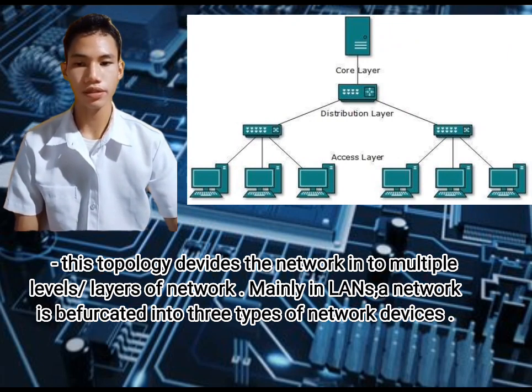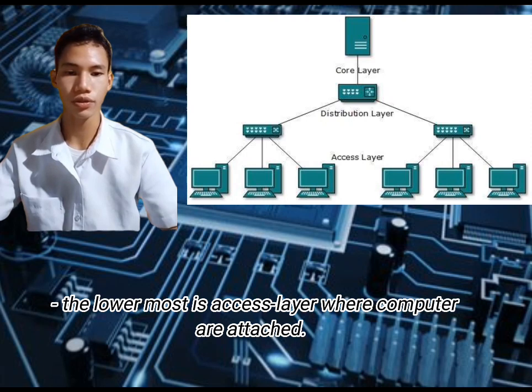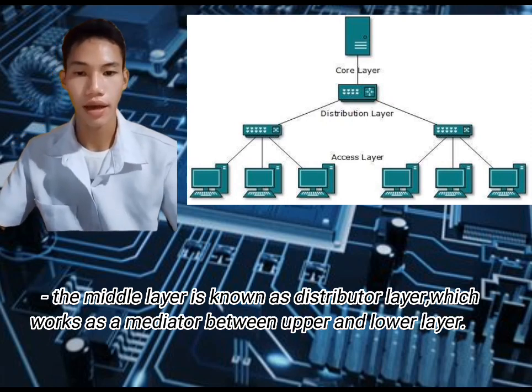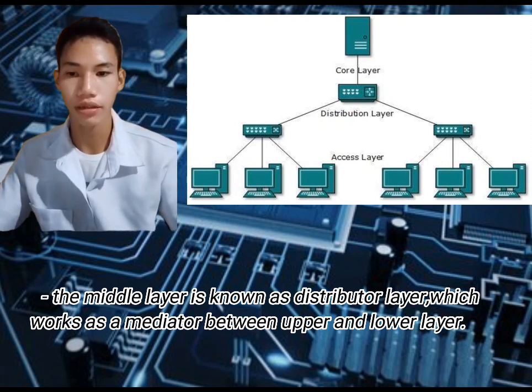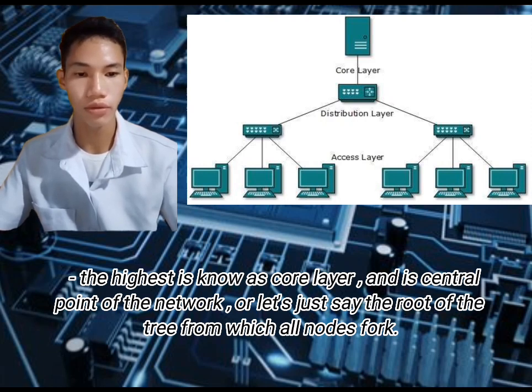A network is bifurcated into three types of network devices. The lowermost is the access layer, where computers are attached. The middle layer is known as the distribution layer, which works as a mediator between the upper layer and the lower layer. The highest is known as the core layer, the central point of the network, or let's just say the nut of the tree from which all nodes form.